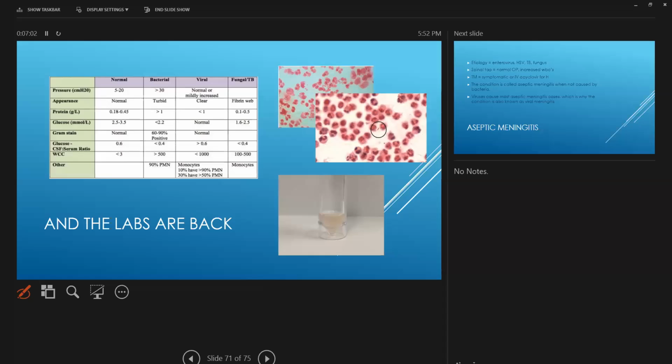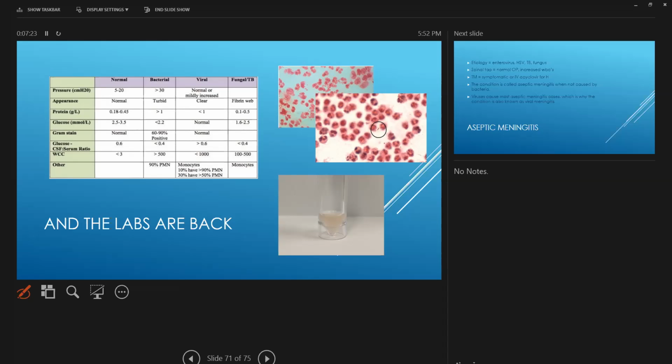So here are some of the different lab values that we're going to get back. This is a normal spinal fluid, and it's going to have an opening pressure of 5 to 20 with an appearance that's normal, which basically means clear, completely clear.